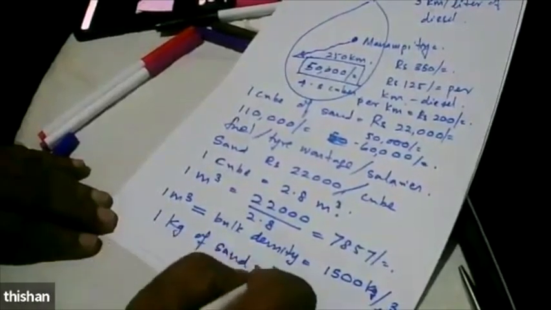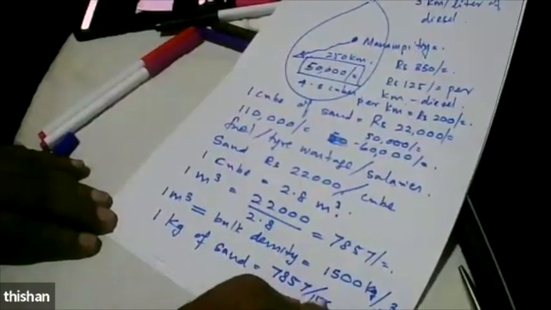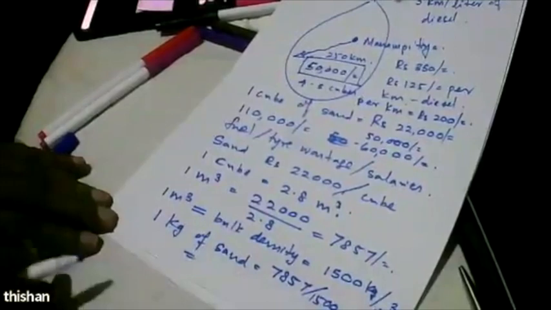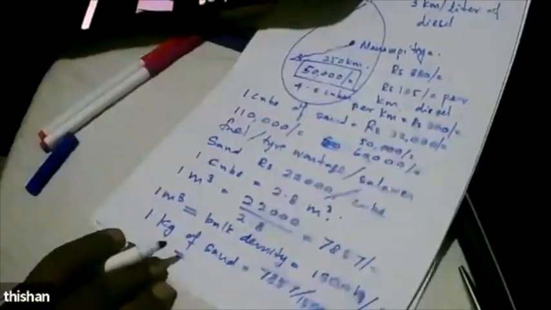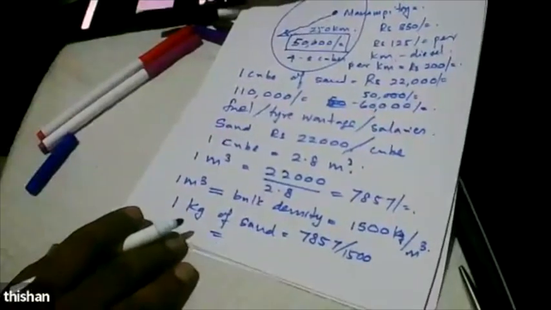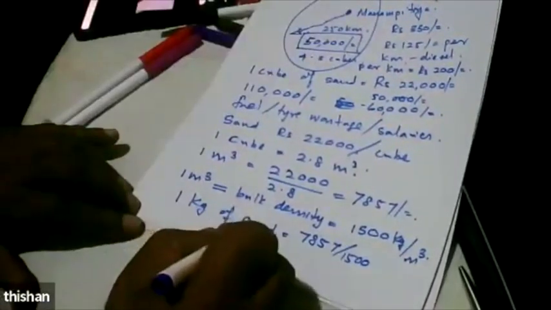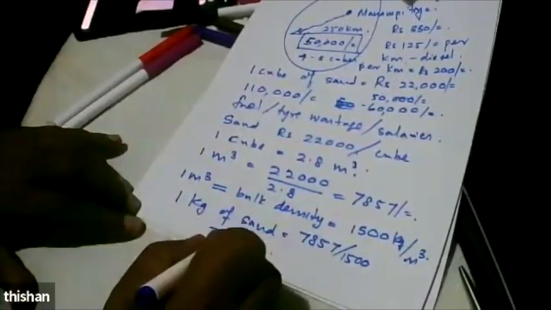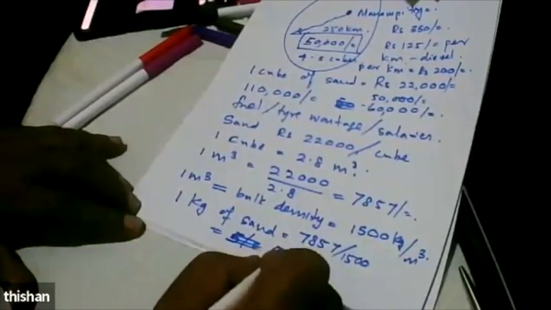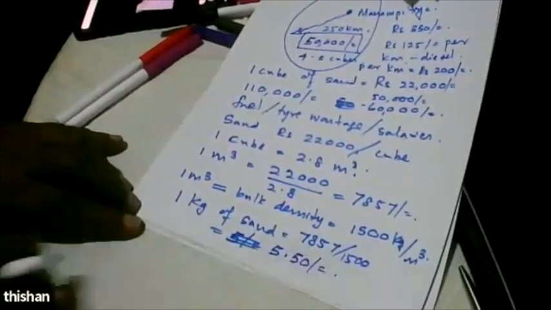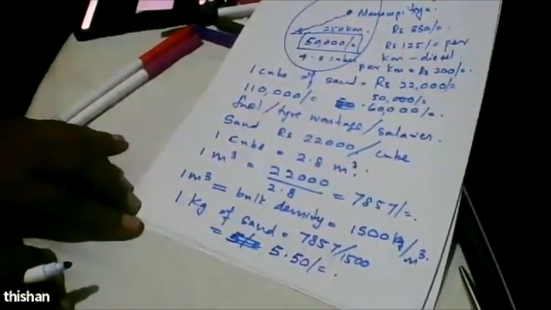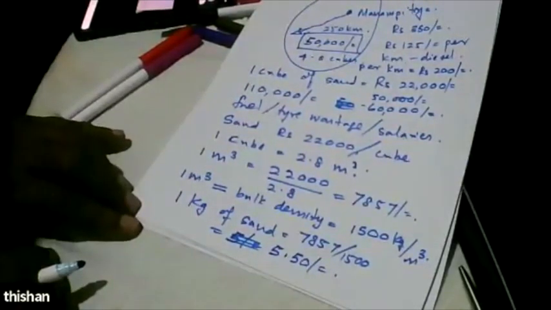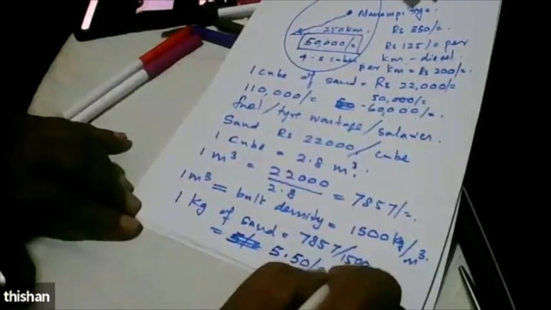What is the price? What is the price of 1 kilogram of sand? 1 kilogram of sand is about 5 rupees. Is that right? Yes, 5.24. So let's say after allowing for wastage, 550. Because when we say we are buying 1 meter cube, we might not get it fully. So we can say the cost is about 550 rupees per kilogram.